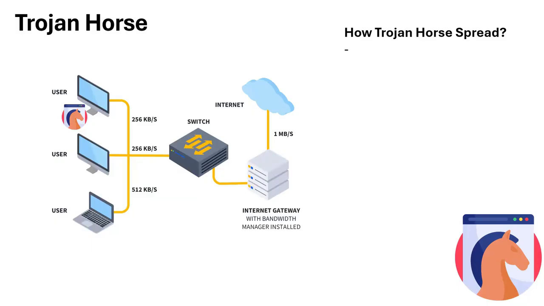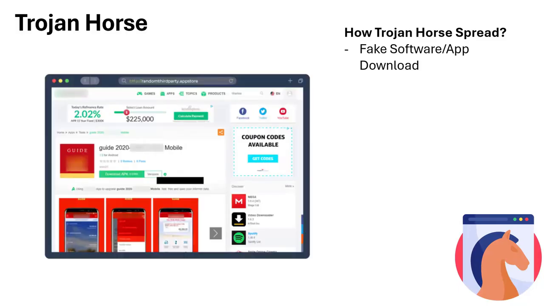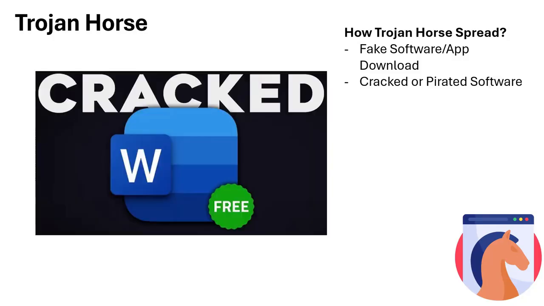Now the question is how it is spread through systems or networks. When we download fake software from third party websites, it may have a Trojan horse or viruses. So never download software from third party websites. Never use cracked or pirated software downloaded from a third party website. Always download from the official website, and the latest software should be downloaded. Latest patches should be updated here.